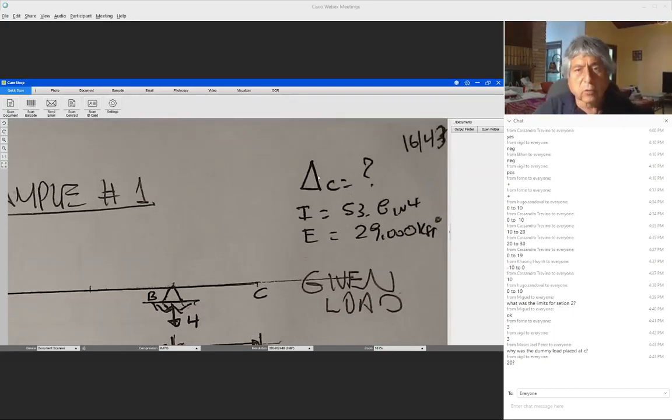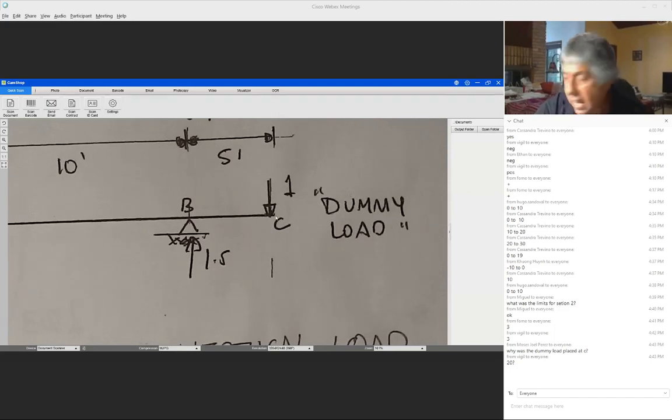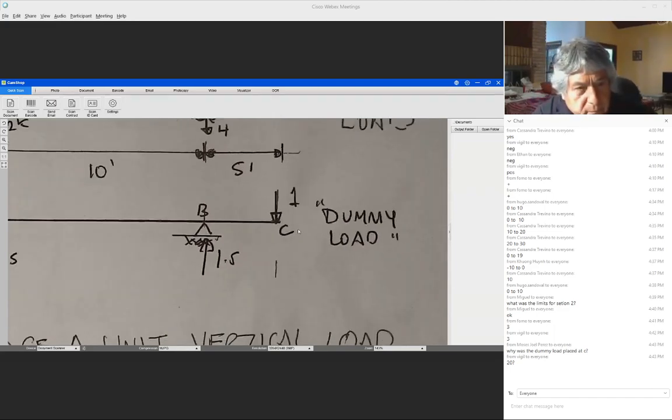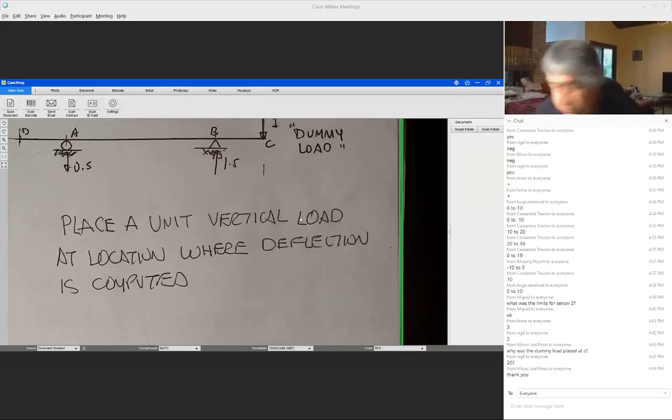The question for this problem is to compute the vertical deflection at C. So I had to put a unit load at C, and that's why I put my unit load at C. I had created a new beam, a new beam that is what I had before, only with a load at C. So you place a unit vertical load at the location where the deflection is to be.